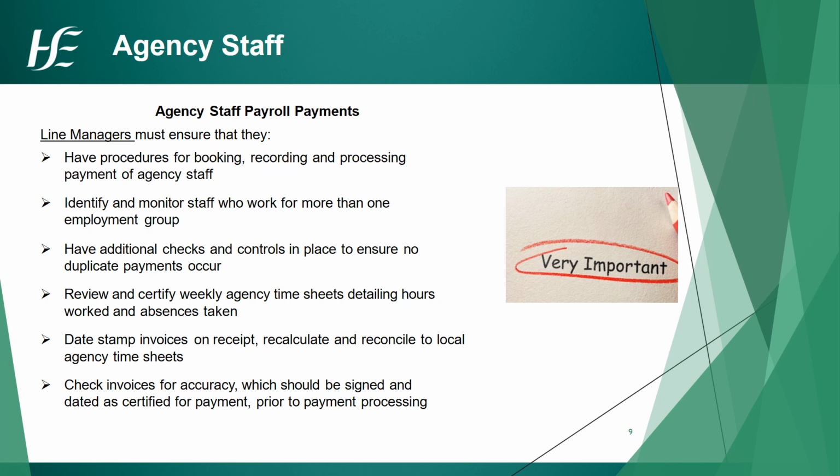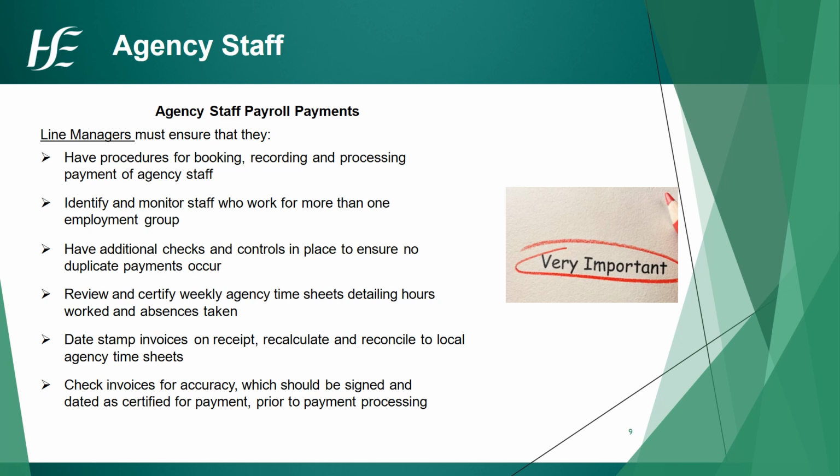Line managers also have a responsibility when it comes to agency staff. There might be some teams out there that have agency staff. If you do, it's important to have procedures documented for booking, recording and processing the agency staff members' payroll payments. As a line manager, you should also have a process in place to identify and monitor staff who might work for more than one employee group. If that's the case, additional checks and controls have to be put in place just to avoid duplicate payments occurring in error. All agency timesheets should detail all the hours worked and if there's any absences taken.